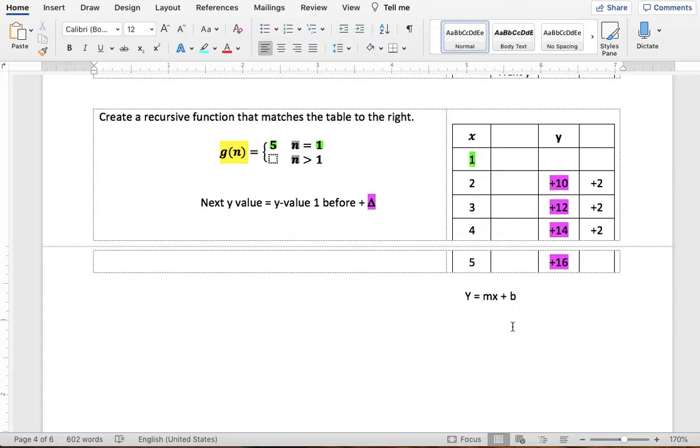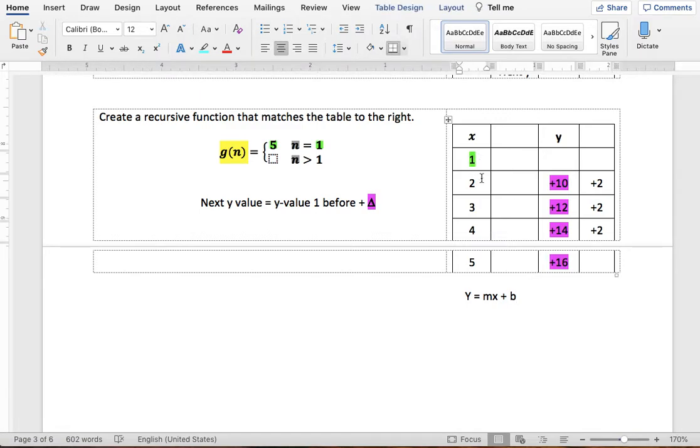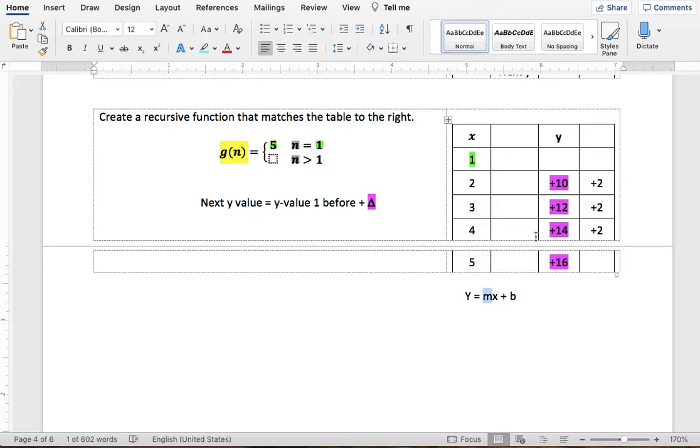Okay. So let's create our equation for y equals mx plus b if this was your x's and these were your y's. First, I'm going to find the m here. My m is how much does your y change each time? Well, it changes by plus 2. So your m is 2. M is equal to 2. Okay. Let me actually do that last.